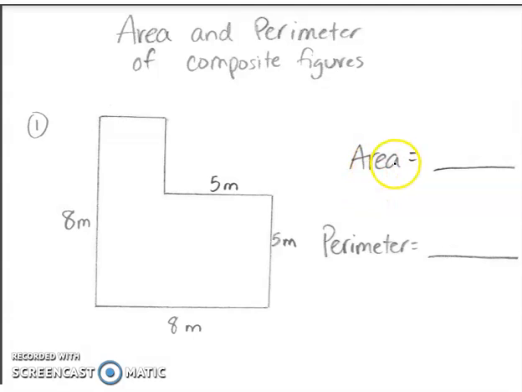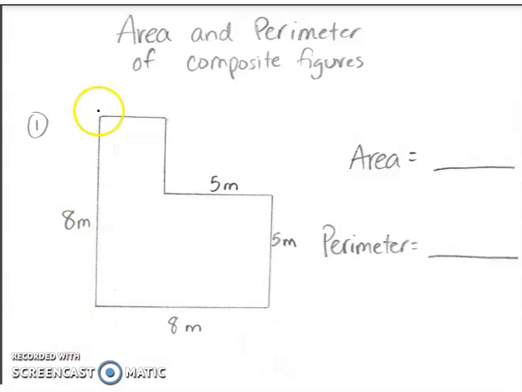So you're going to be trying to find both the area and the perimeter of these shapes. Now, I'm sure you know the area means how much space a shape takes up, right? So the space on the inside, and the perimeter is the total length of the outside.